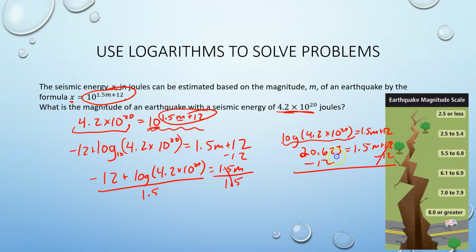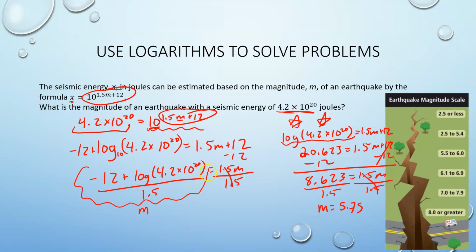Again, most students prefer to do it this way in the end because you're working with just numbers then, and it looks less messy. 8.623 equals 1.5m divided by 1.5. So when I did it, I got m equals 5.75. And what we're going to see is when I type this whole big ugly thing into my calculator in one shot, I also get 5.75. So either way, my answer for this one is that the magnitude of the earthquake given this scenario is 5.75.